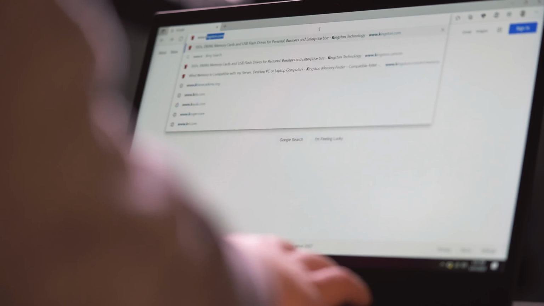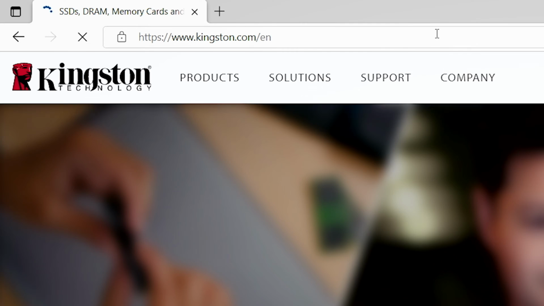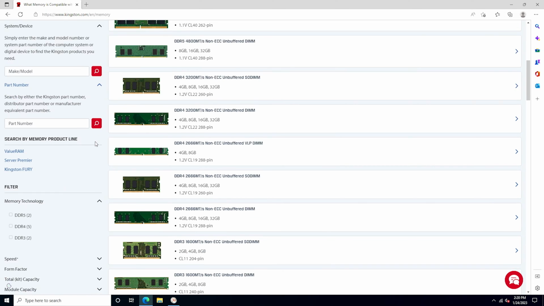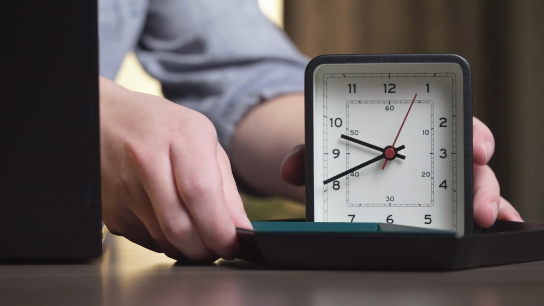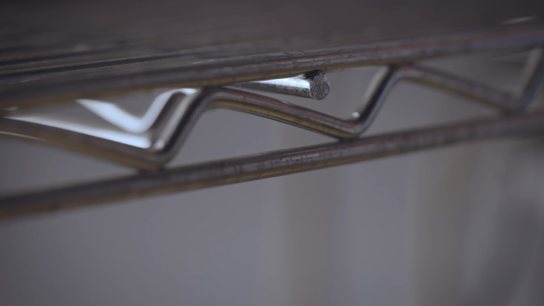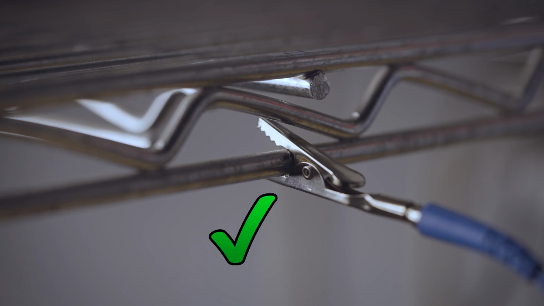Make sure the memory you have is compatible with your system. Kingston.com has a handy online tool to help you easily find which memory is compatible with your computer. Next, your work surface should be clean, and you should ground yourself first by touching an unpainted metal surface to prevent damage to any components.